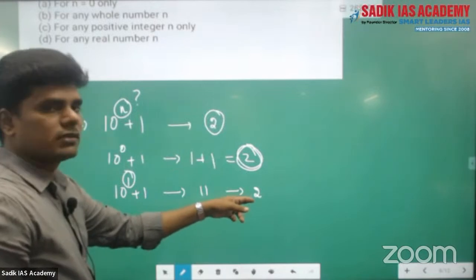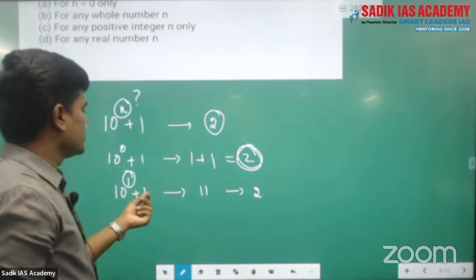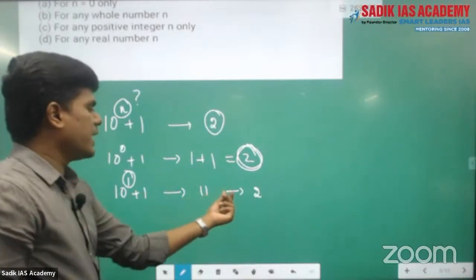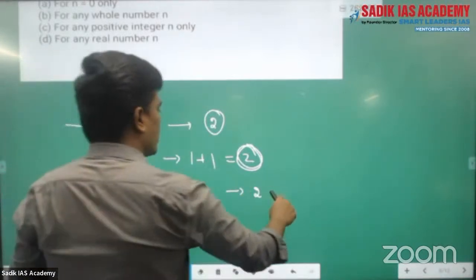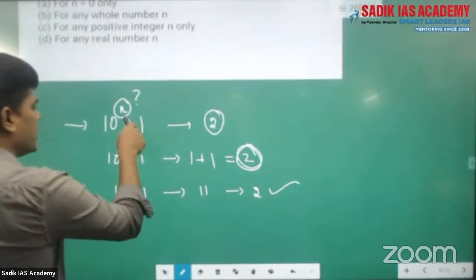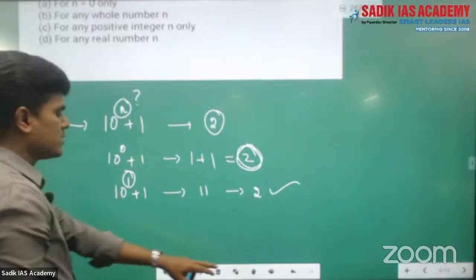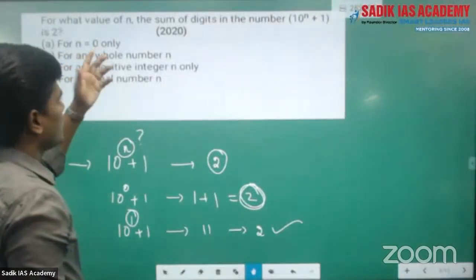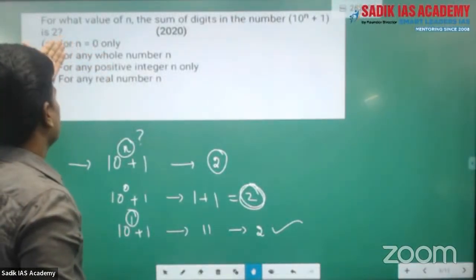When I substitute 1 also, it satisfies. So the number I have is 11. When I add the digits, I'm getting 2. So 1 is also satisfying the condition. So they said what? The first option is wrong. For n is equal to 0 only. So you can remove that option.